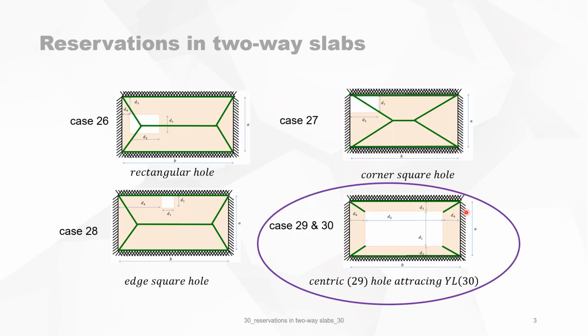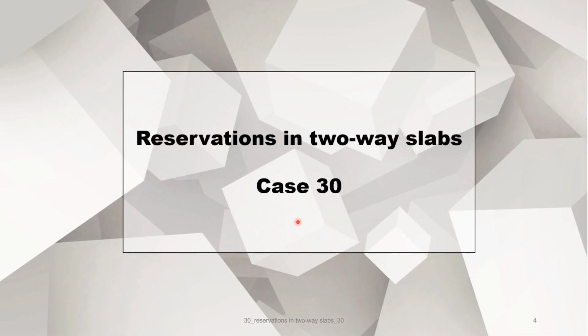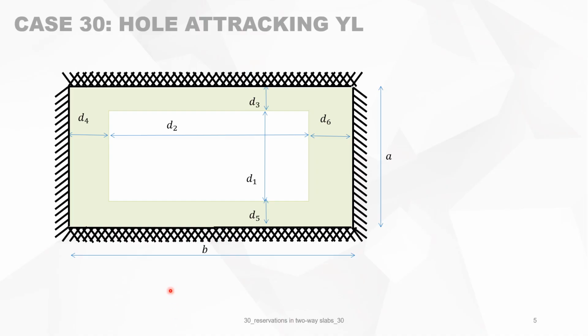This will be case 30, which is the case when the hole is attracting the yield lines and the 30, 45, 60 rule is not valid. And it's a more general case where the hole can be situated anywhere in the slab. We take a look at case 30.